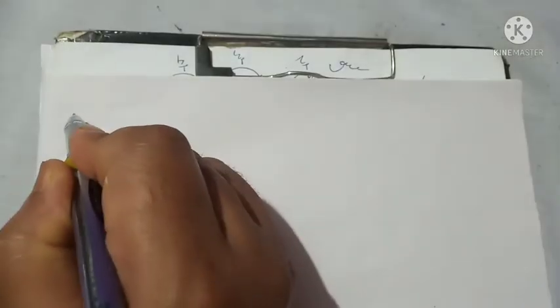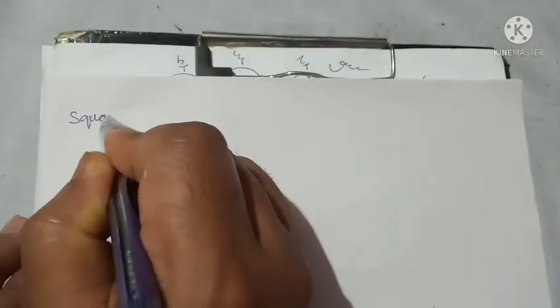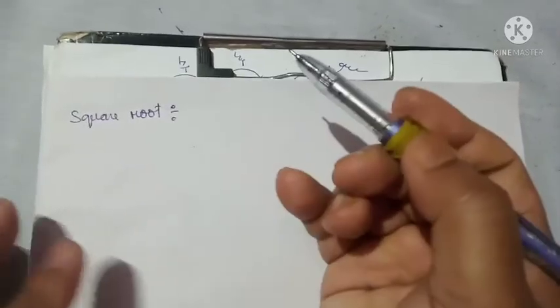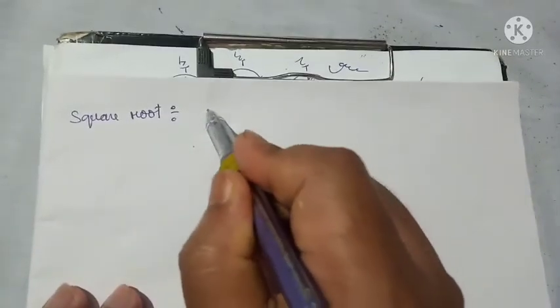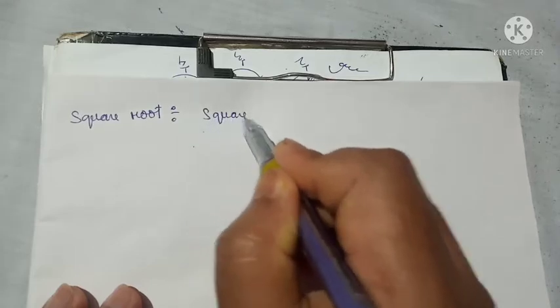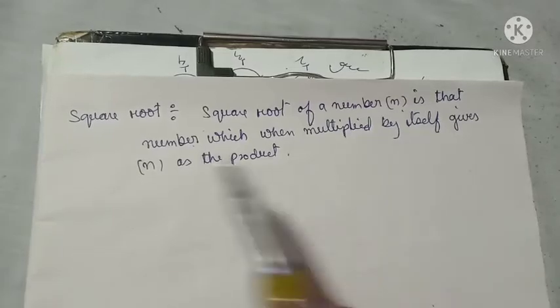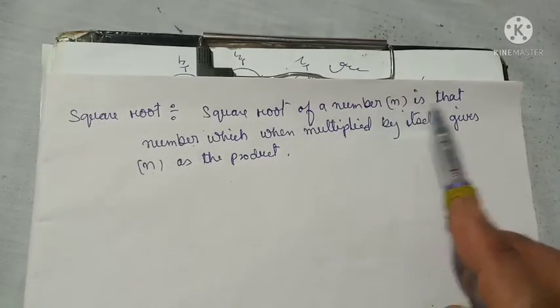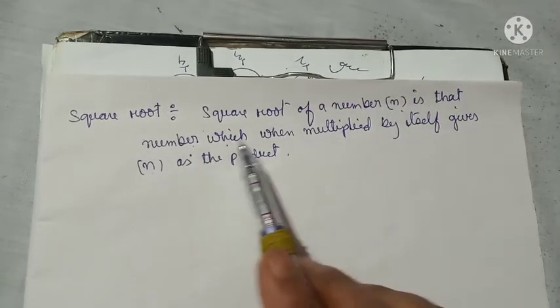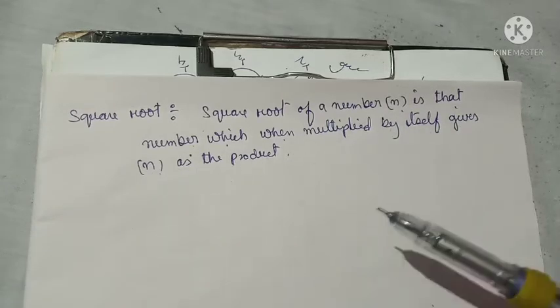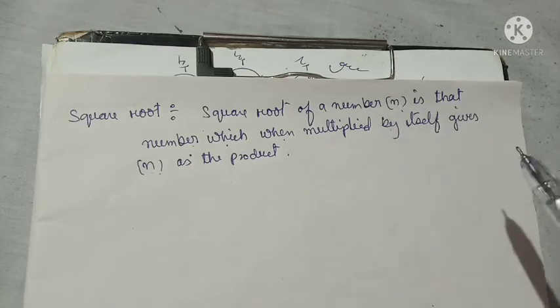Now we have square root. This is a new topic of this chapter. What is square root? Let's see. Square root of a number n is that number which when multiplied by itself gives n as a product. This is the definition of the square root.